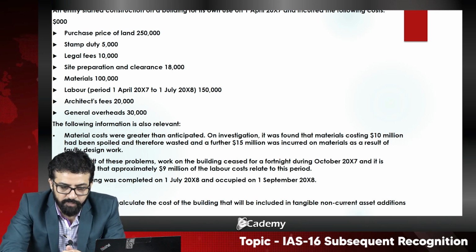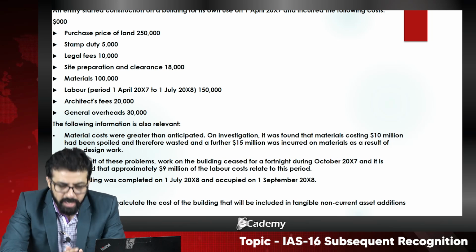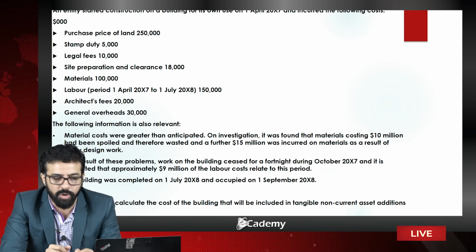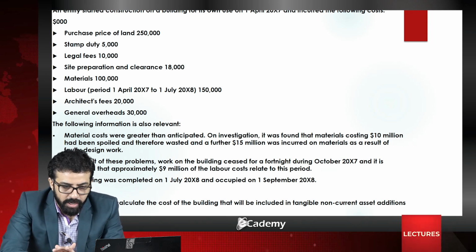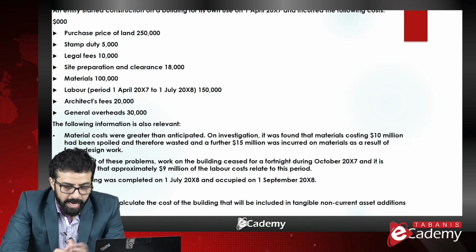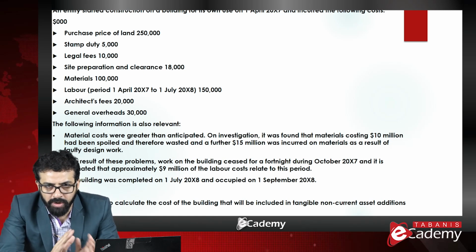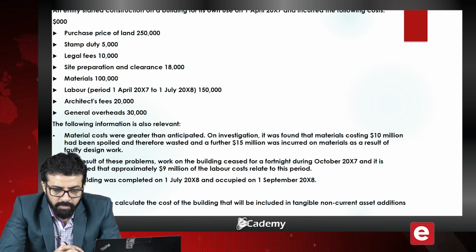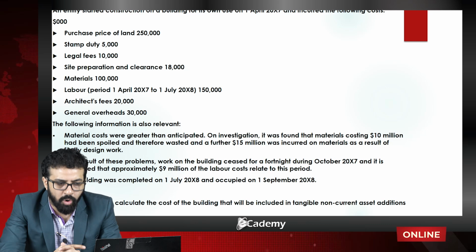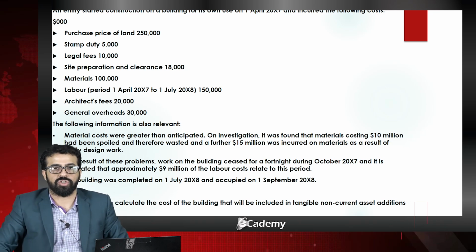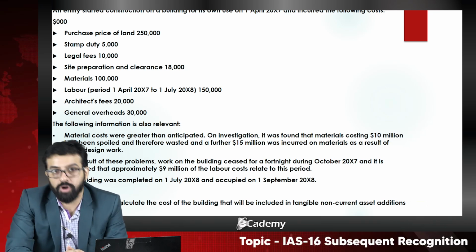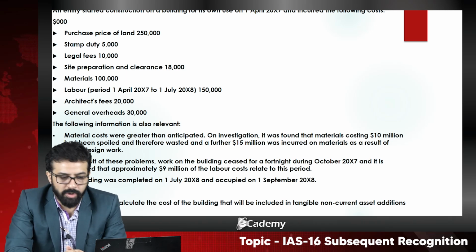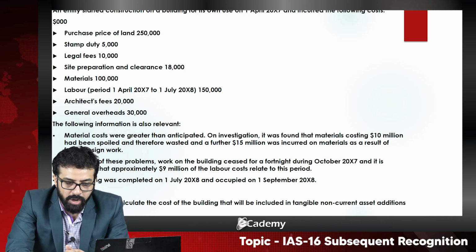On investigation, it was found that the material costing $10 million had been spoiled and therefore wasted. I would definitely annotate this whole question if my pen would be in sync, but I'm not able to, so I'm just reading it, and I hope that you are reading with me word by word. This is the cost of the wastage, and we would not be including this as a part of the component of cost. And a further $15 million was incurred on material as a result of faulty design work.